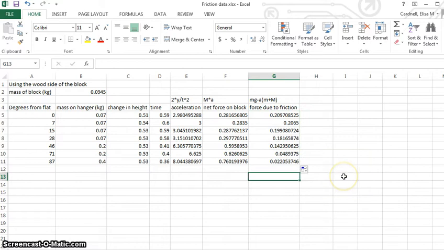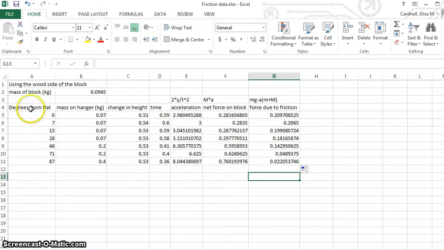So you should have data that looks somewhat like this, for at least a level, a low angle, and a medium angle. So maybe your first 3 data points here. This was using the wood side of the block for mine. So that's all well and good.